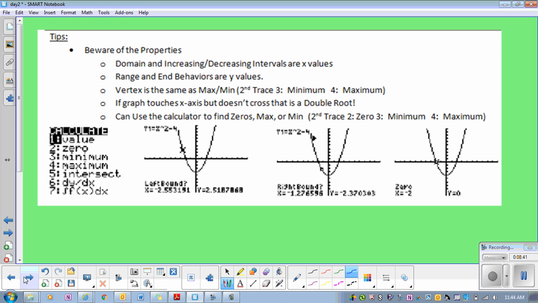Alright, there are some tips for you. Beware the properties. First off, do we know this? Domain and the increasing and decreasing values, all x values. Check, right? Range and end behaviors are looking at what? Vertex. That's the same as finding what? The maximum and the minimum on your calculator, or whatever on your graph. Your vertex is going to be the same as your maximum or your minimum for quadratics and absolute value.